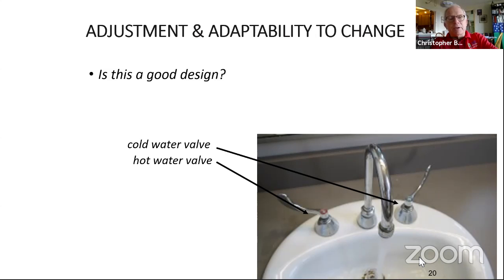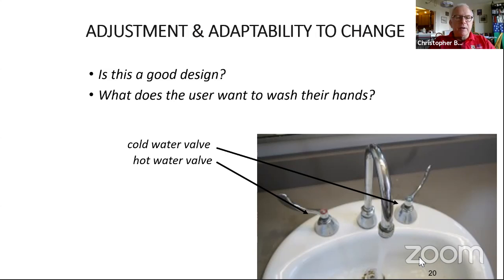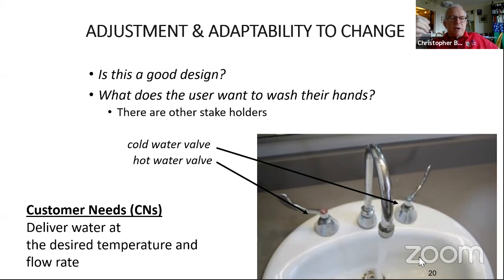Well, it really depends on what the customer needs are. So let's suppose we want to wash our hands. It's been an important topic for a few weeks now, although we're not doing it in Washburn. So what does the user want when they wash their hands? And we have to keep in mind there's other stakeholders. All right. So the customer need is, let's say we would like water at the right temperature and the right flow rate.